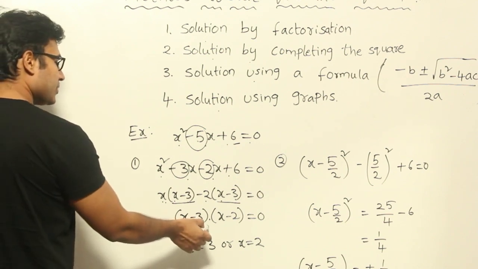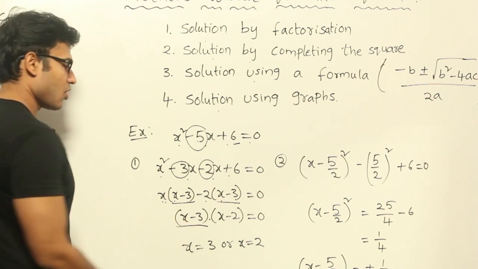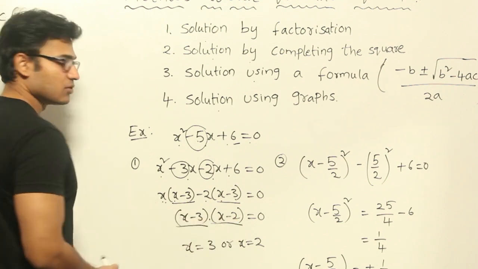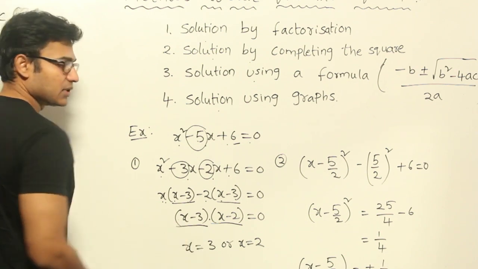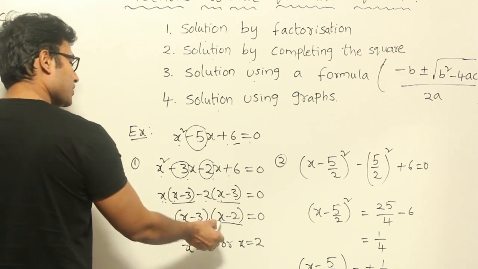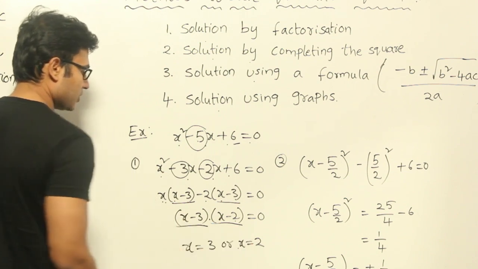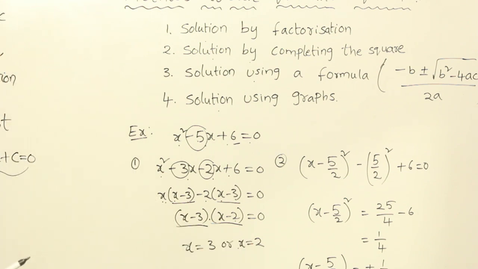Then either x minus 3 should be equal to 0 or x minus 2 has to be 0, right? If x minus 3 has to be 0, then x has to be 3, or if x minus 2 has to be 0, then x has to be 2. Got it? So that is how you can solve it using factorization.